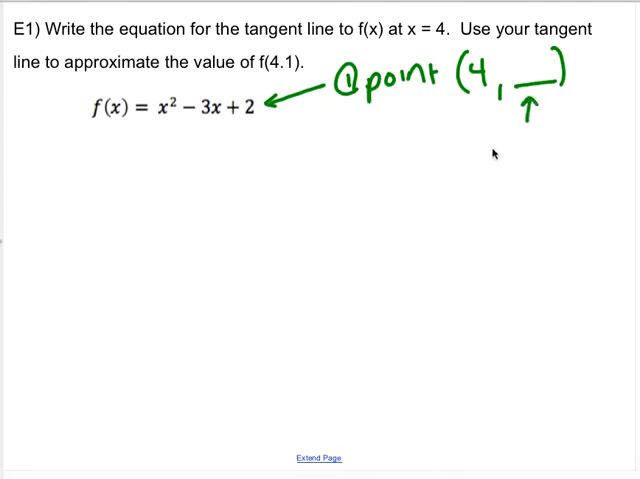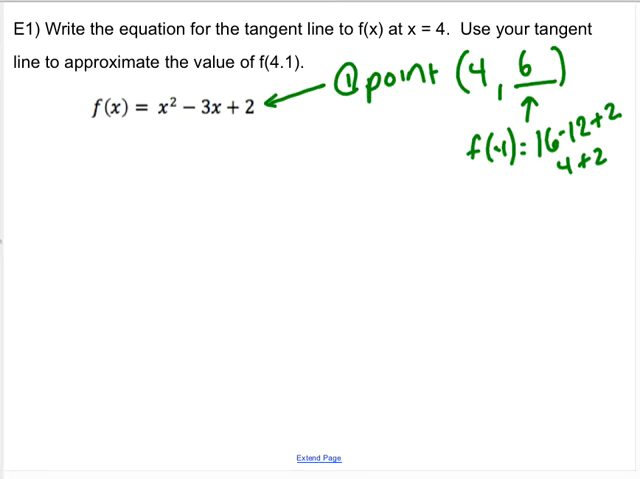So to find that blank, I'm going to do f of 4, which is an algebra skill, right? That's going to be 4 squared, so 16, minus 3 times 4, which is 12, plus a 2. So I get 4 plus 2, which is a 6. So my point is 4, comma 6.